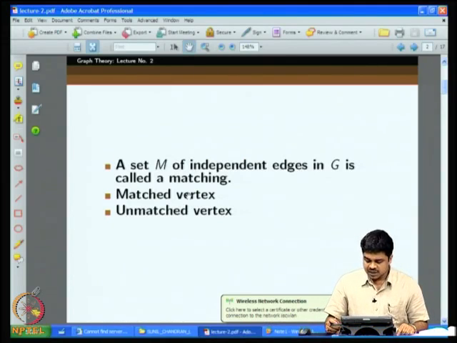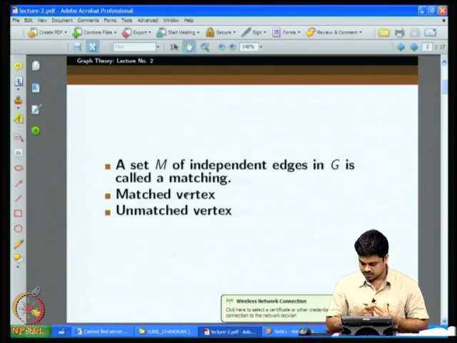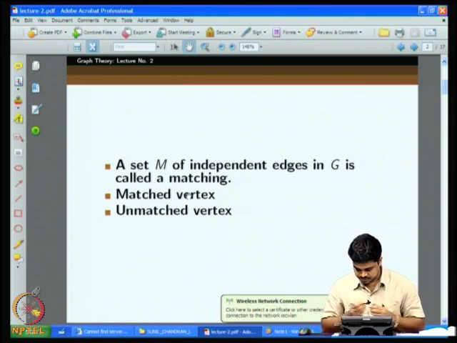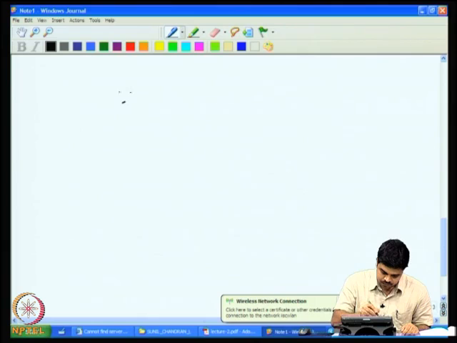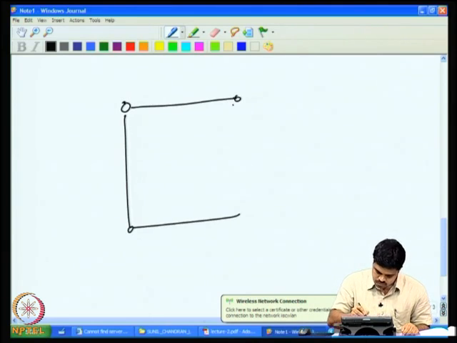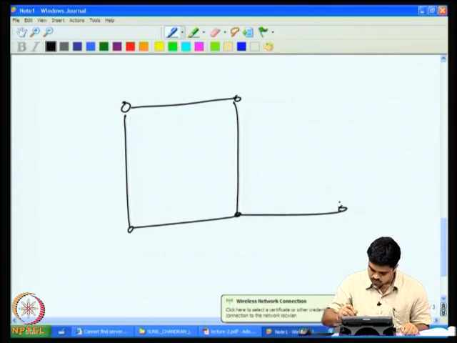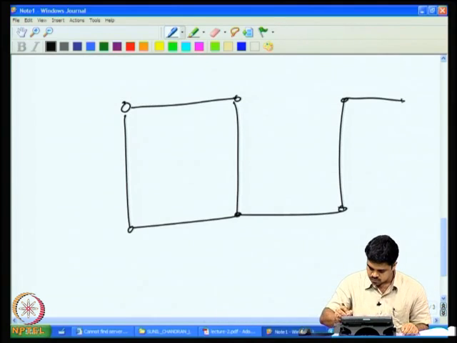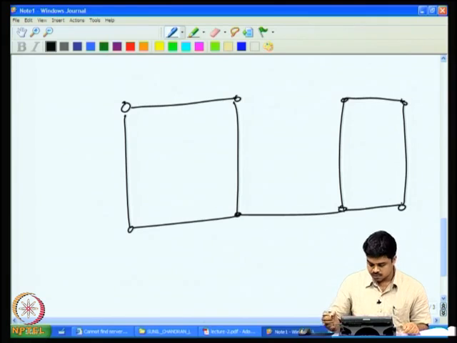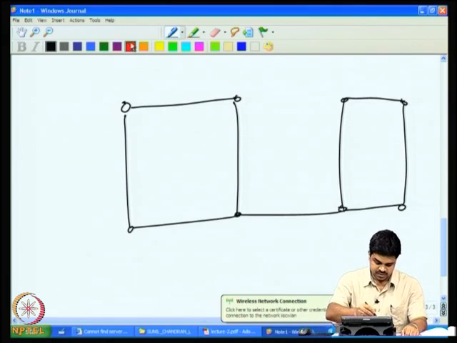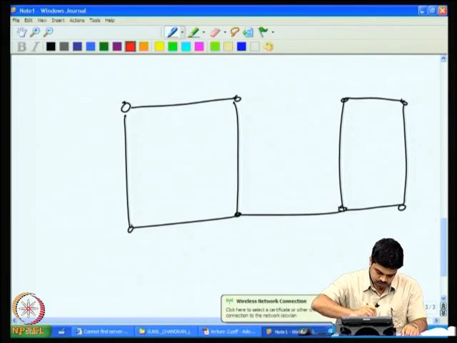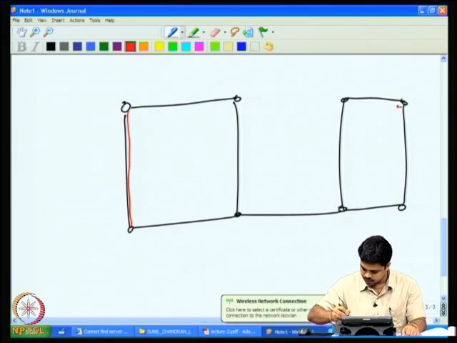A collection of independent edges in a graph is called a matching. So, let us see an example. So, consider this graph. Here I will mark some independent edges, say this one, say this one.